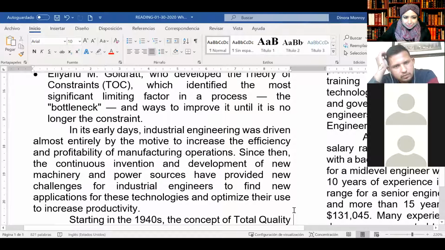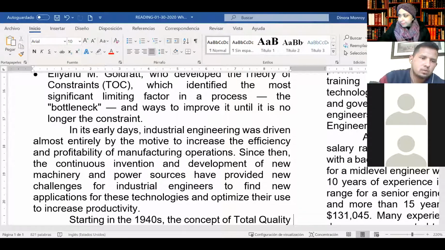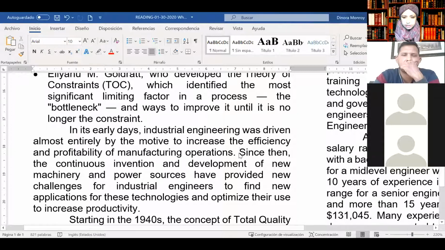In its early days, industrial engineering was driven almost entirely by the motive to increase the efficiency and profitability of manufacturing operations. Operations, yes. Thank you. Next person.